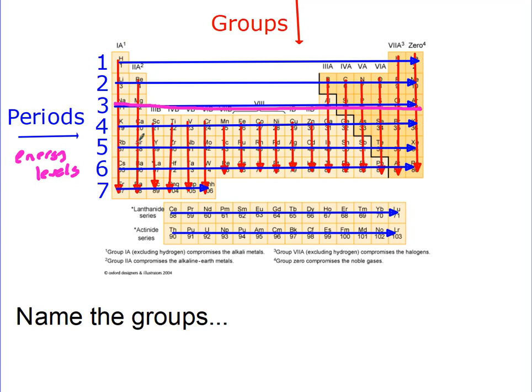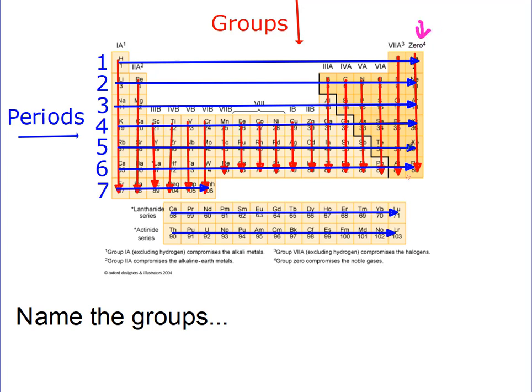While groups, or going down, have the same number of valence electrons. Valence electrons give us our properties. So if they're in the same group, they should have similar properties. You may need to know the name of one of the groups. Maybe it'll ask something about one of the groups.